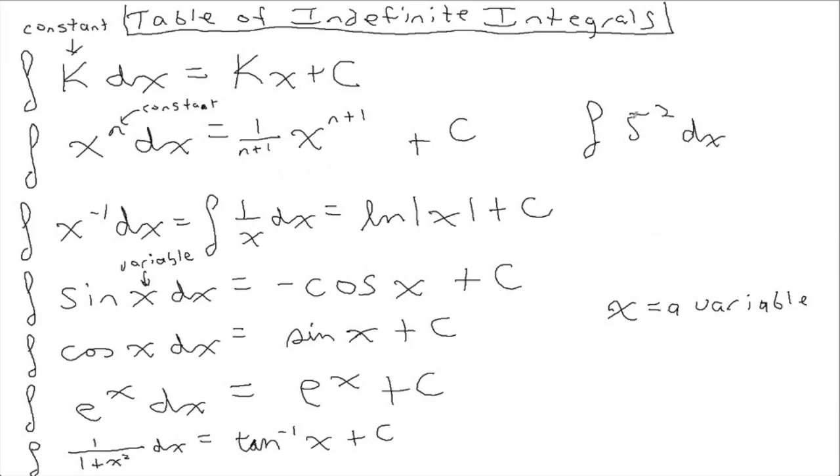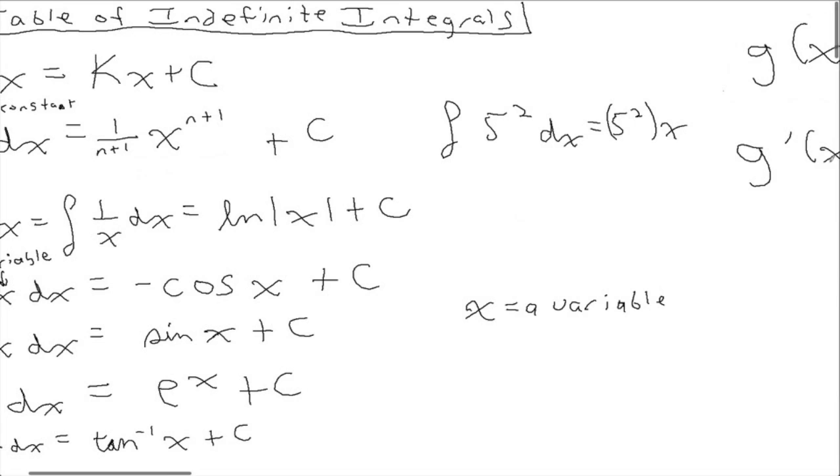This rule here has nothing to do with this. These are completely separate because this is not a variable. What is this? Well, we were just talking about that. Here we just use the constant rule, because this is just a fancy constant.